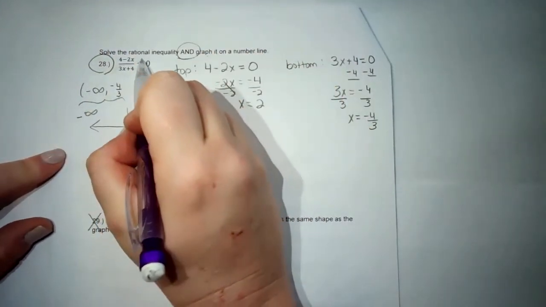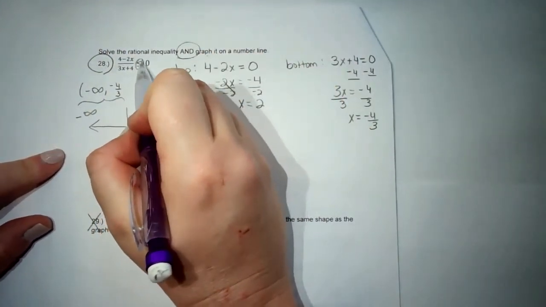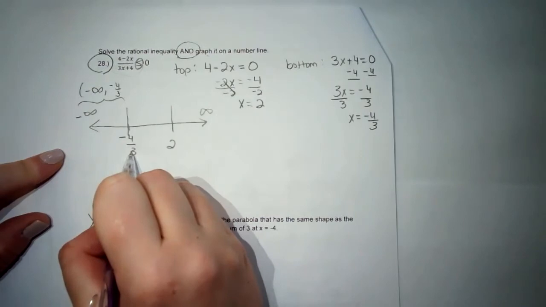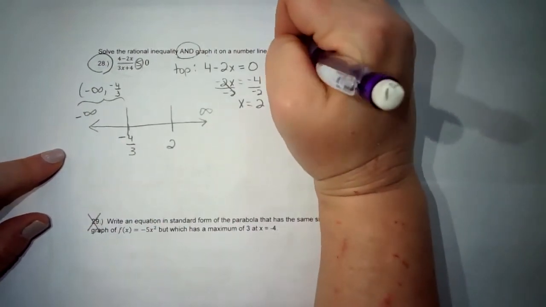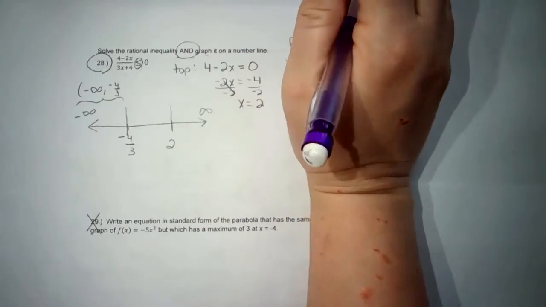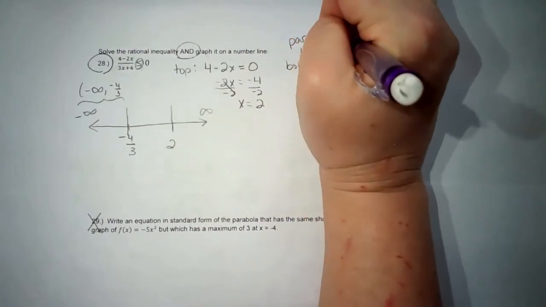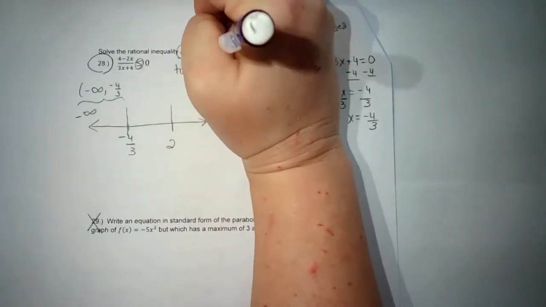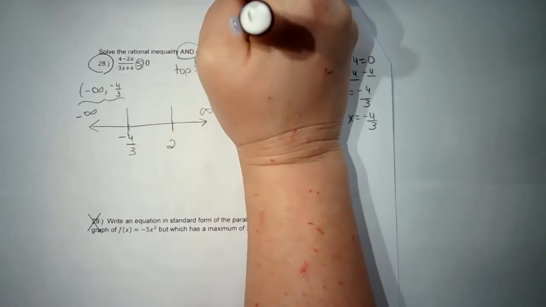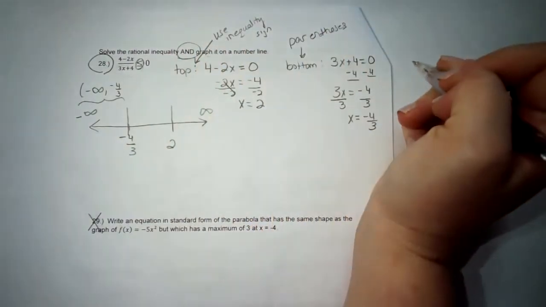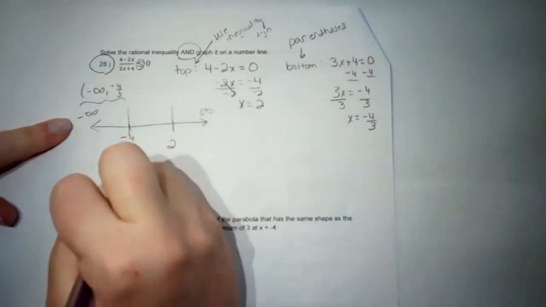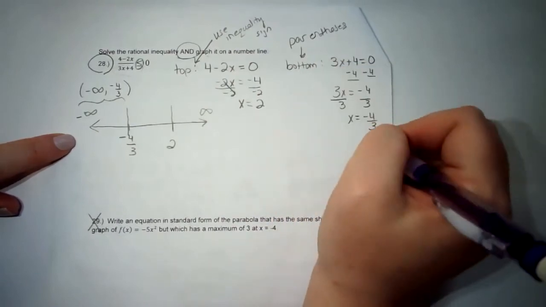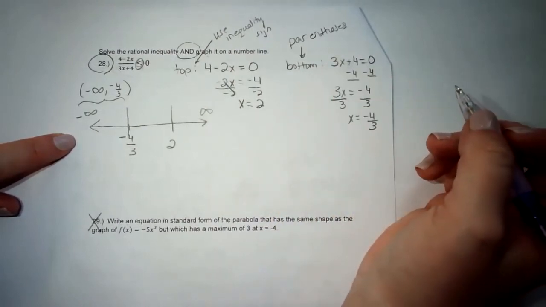Now, normally I would just look at my inequality sign. This indicates we want a hard bracket, but it came from the denominator. If it comes from the bottom, you have to use parentheses. If it comes from the top, you're going to use the inequality sign. Okay, so because -4/3 came from the bottom, I'm going to use a parenthesis. Okay, because that's the answer that I got from the bottom.